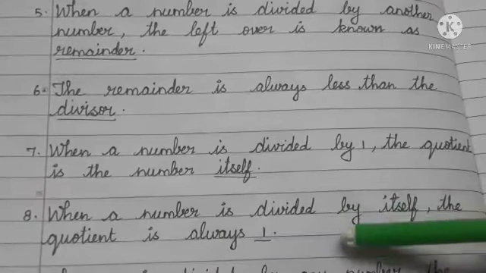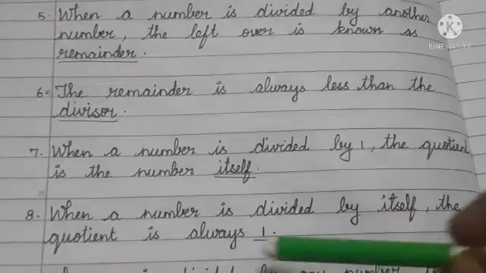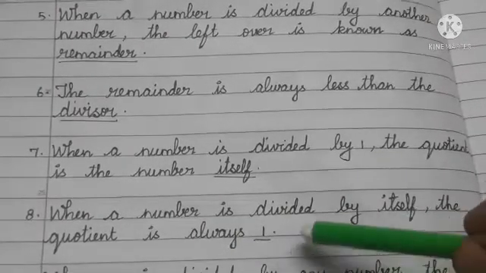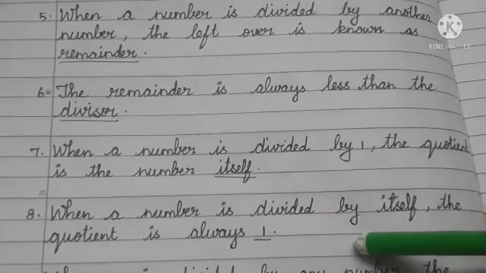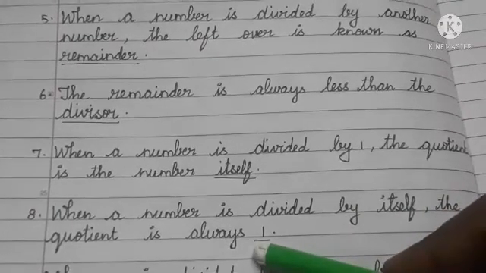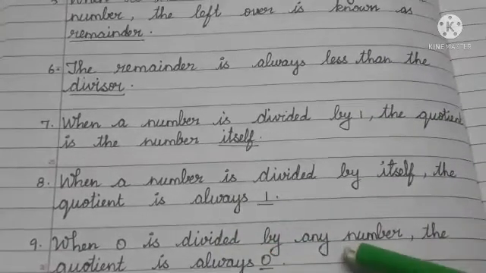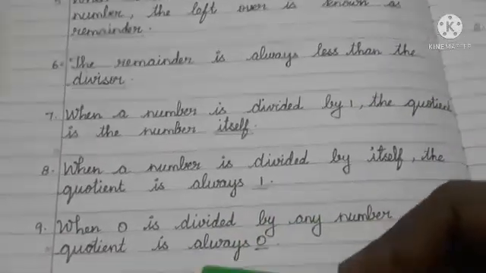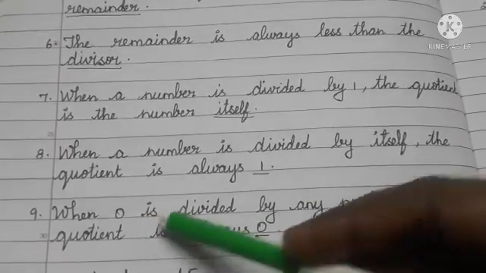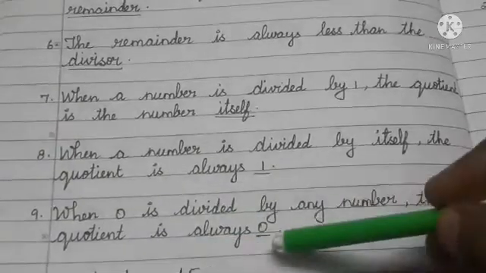Look at the next one. When a number is divided by itself, the quotient is always 1. Suppose 12 divided by 12, what will the quotient be? You will get the quotient as 1. Next one: when 0 is divided by any number, the quotient is always 0.